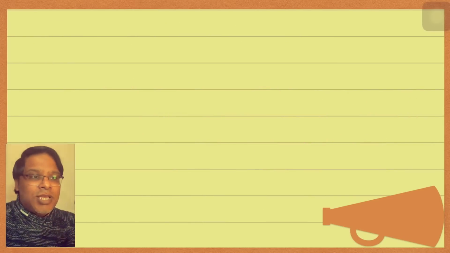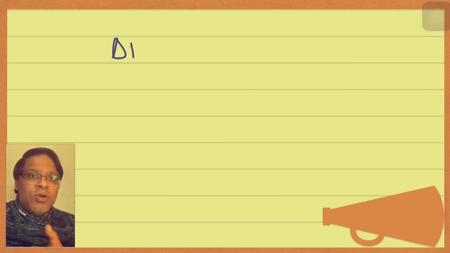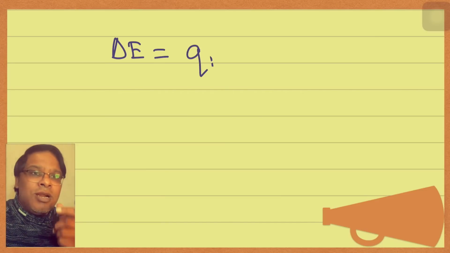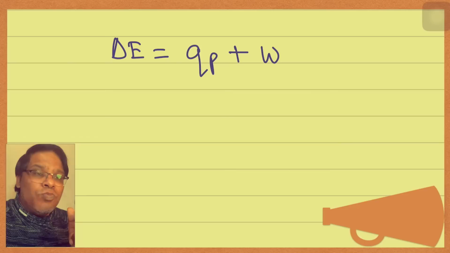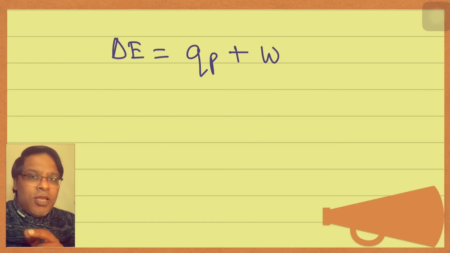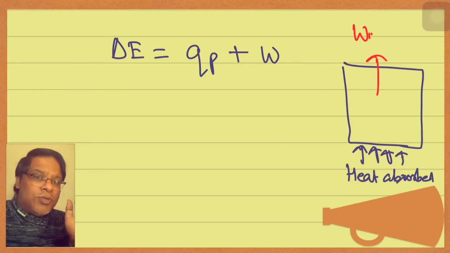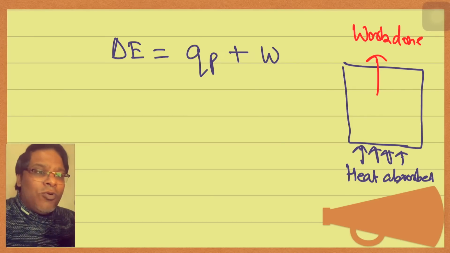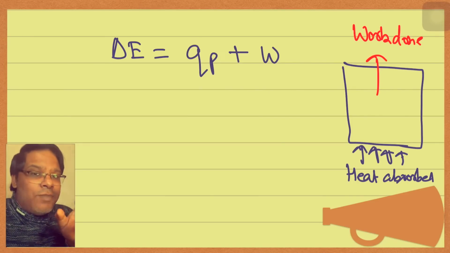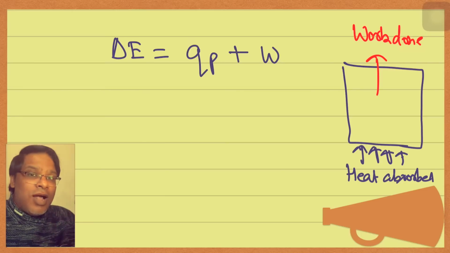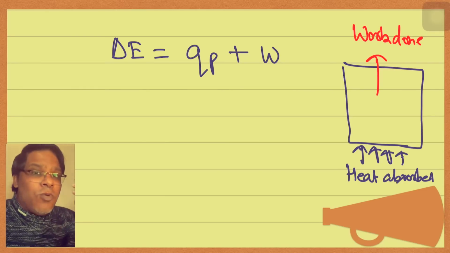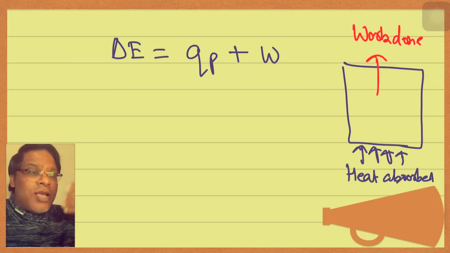Now let us discuss enthalpy again. Here you can see the equation delta E is equal to QP plus W. You must have learned this in your physics class. When you have a system and you supply heat, the system will absorb the heat and it will also carry out some work.